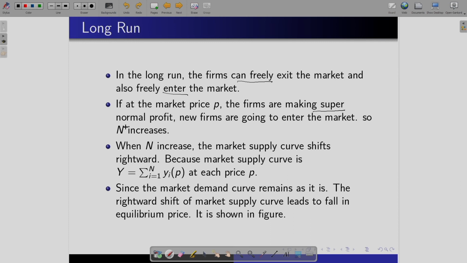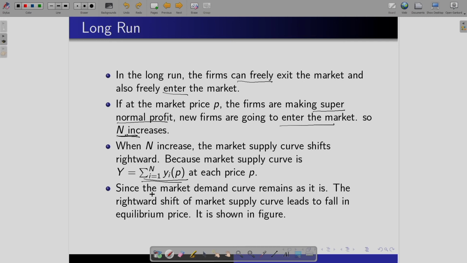Now, when the firms are making supernormal profit, that means a positive profit, new firms are going to enter. The moment new firms enter, what is going to happen? This n, the total number of firms present in the market, is going to increase, and we know that this n determines the location of the market supply curve. Since it is a sum over n, and now we have more n, the market supply curve is going to shift rightward.